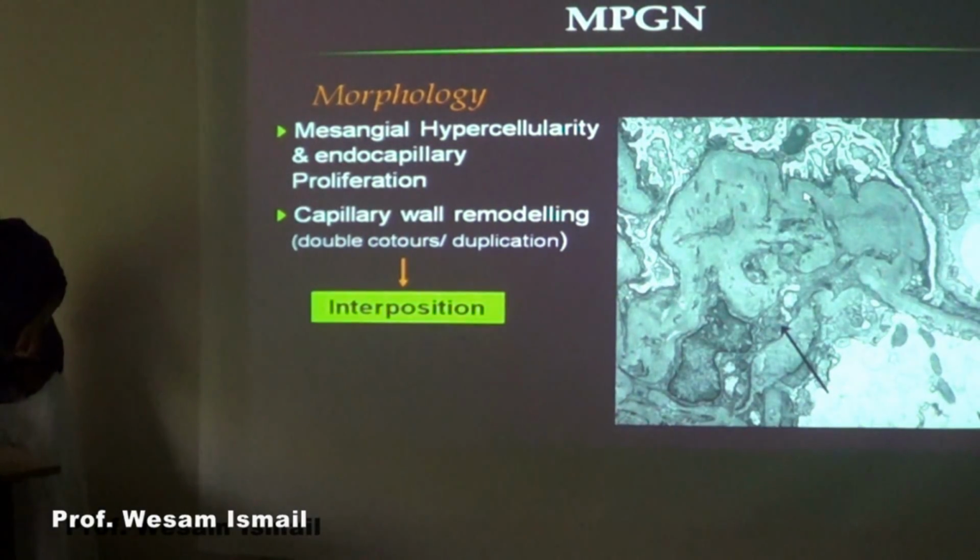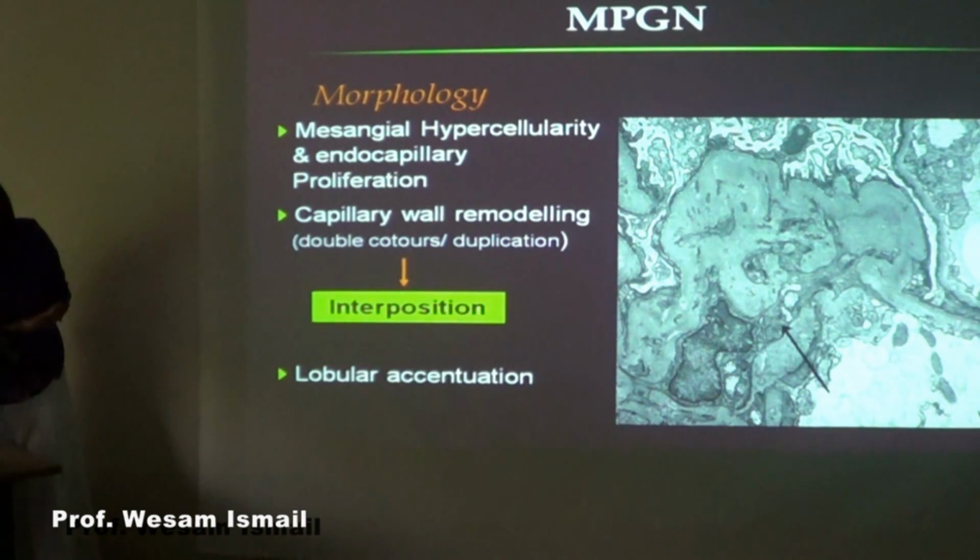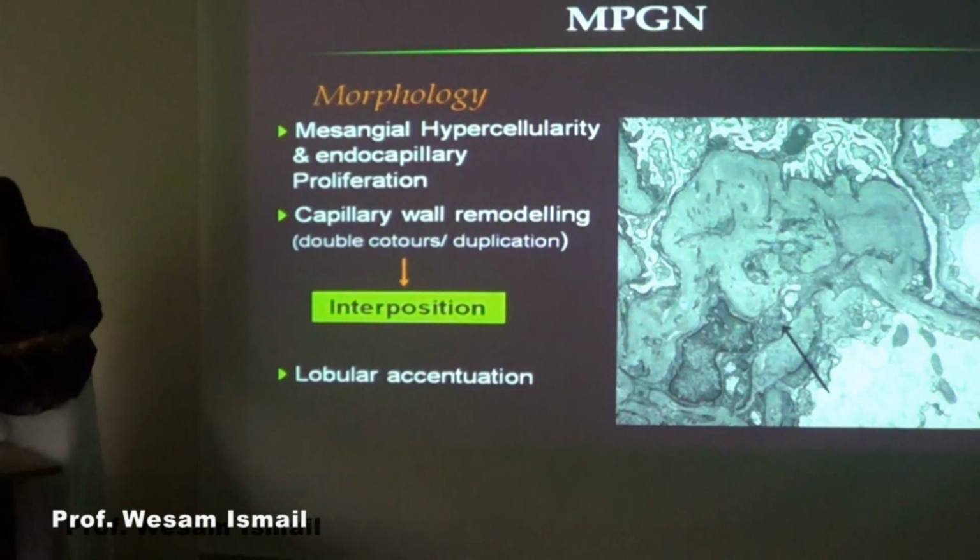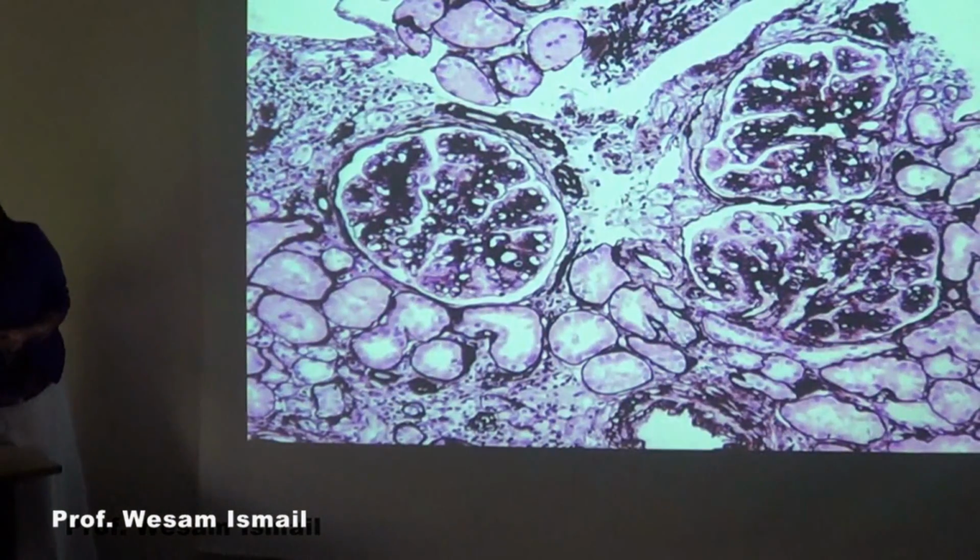As you heard, this is not splitting of the basement membrane, this is interposition of the mesangium. As you can see in this nice EM photo, this is the basement membrane, and here is the mesangial interposition between both, which would result in a lobular accentuation of the glomerulus, hence its name, lobular glomerulonephritis. Every lobule is separate from the other, as you can see in this silver stain. This is the glomerulus, these are the tubules with the tubular basement membrane stained black, and you have the interstitium with an inflammatory infiltrate.